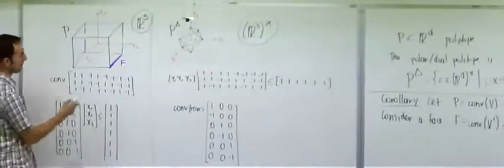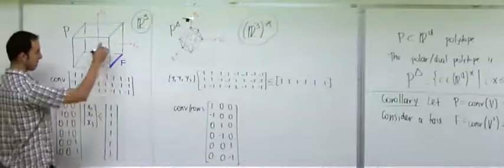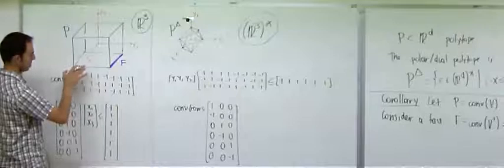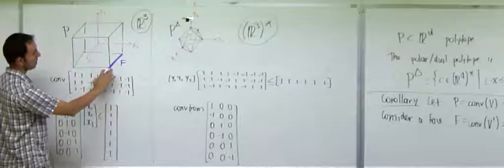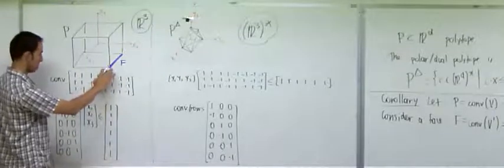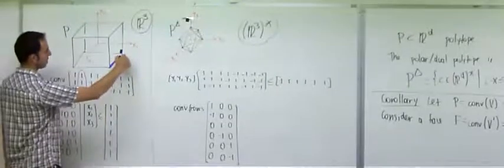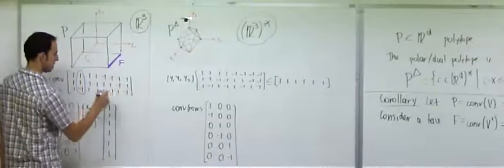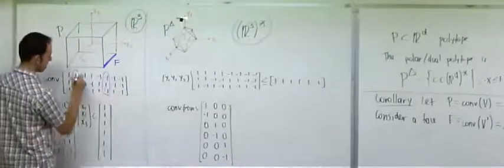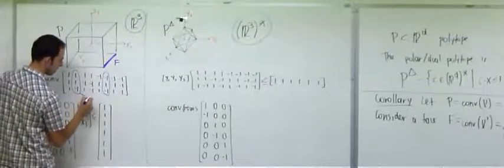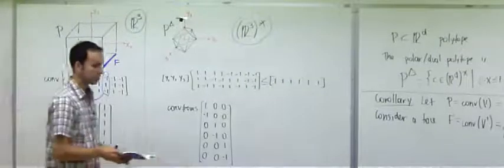Then one way of describing it is as the convex hull of its vertices, right? And the vertices are: this point is 1, 1, minus 1. So it's this one. Okay? And this point is minus 1, 1, minus 1. So it's this one. So I'm saying that F is the convex hull of V prime. In other words, what I have here is V prime, these two guys. So that's the vertex description of F.